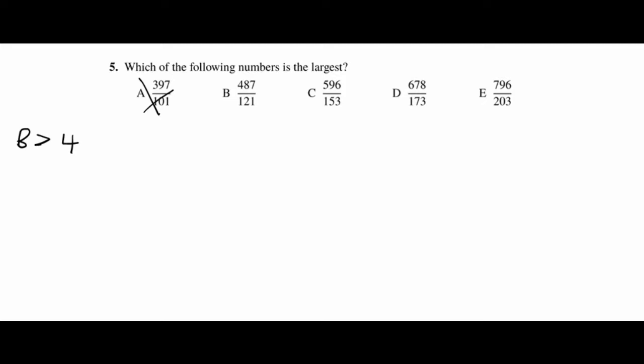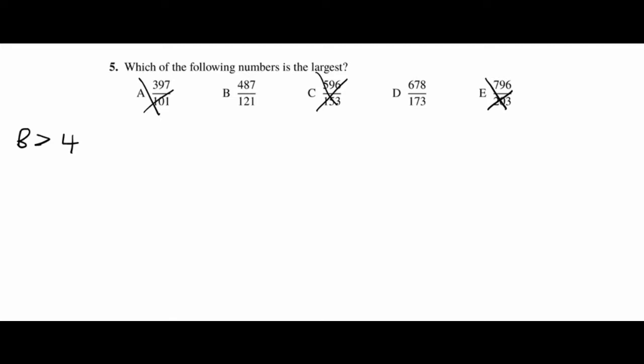C is 596 over 153. And if we just take 150, well, 150 times 4 is 600. So clearly 153 times 4 will be greater than 600. And so clearly C is also less than 4. And if we now look at E, well, 200 times 4 is 800, which is greater than 796. And so clearly 203 times 4 will also be greater than 796. And so E is less than 4 as well.